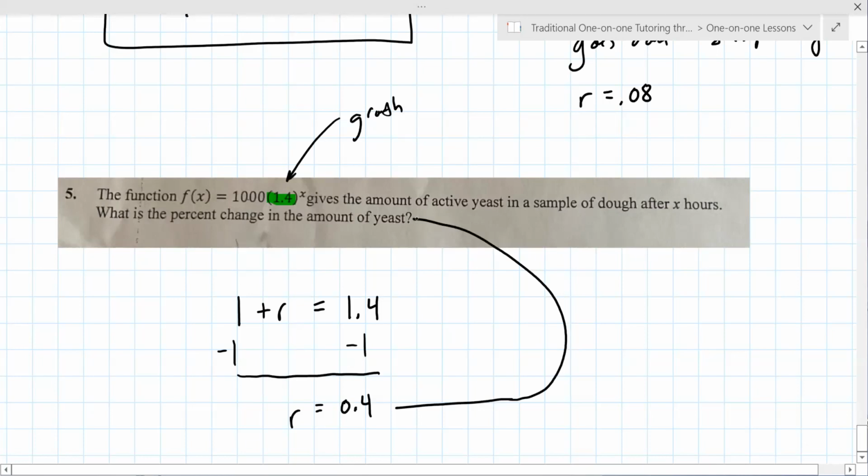The percent change. But you have to say some words. You have to say, oh, this means 40%. And then you also have to say whether it's growth or decay. You have to say that it's growing at 40%, and it's growing because the factor is bigger than 1.